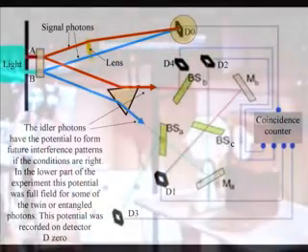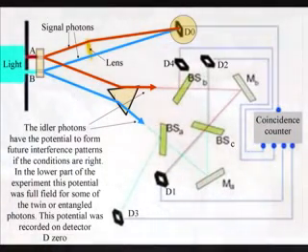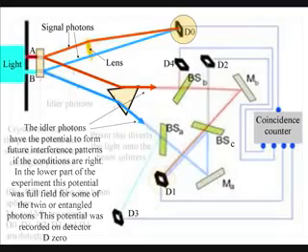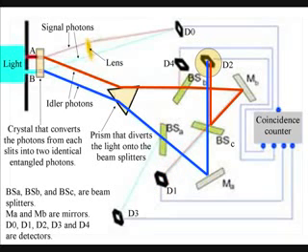Each photon that is recorded on detector D0 is a new moment in space and time in that reference frame. All of those photons that were recorded on detector D0 had the potential to form an interference pattern if the conditions had been right. In the lower part of the experiment, this potential was fulfilled for some of the twin or entangled photons.